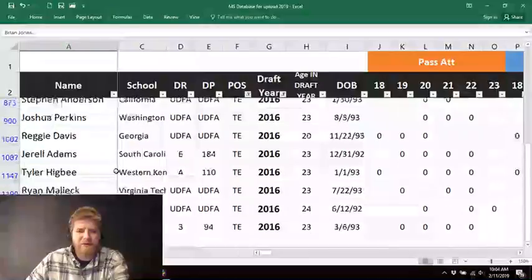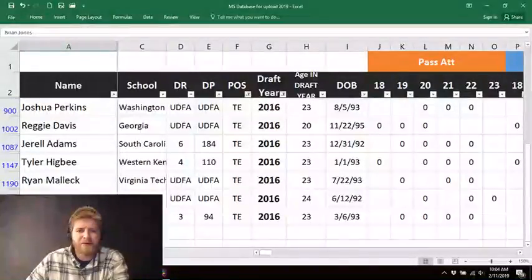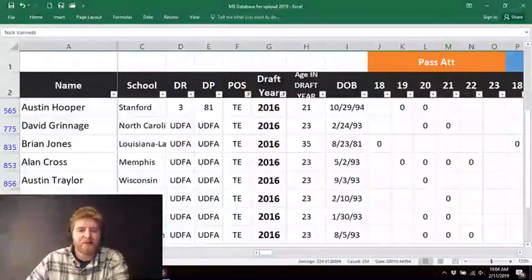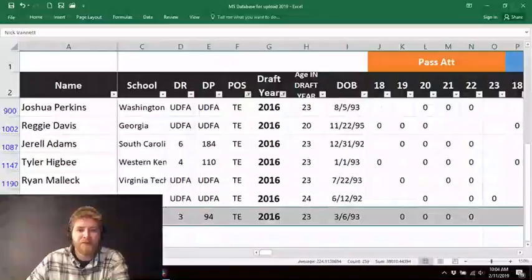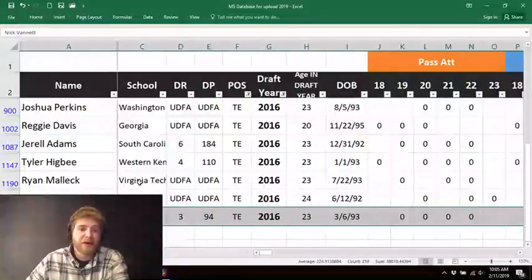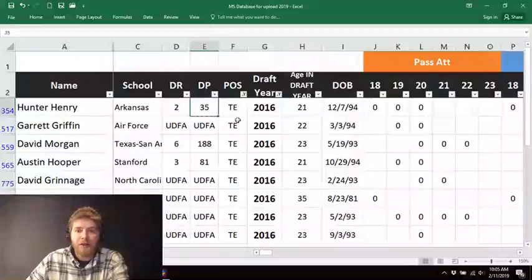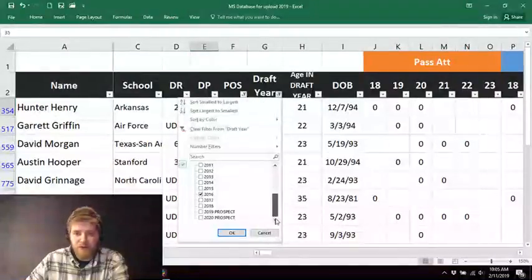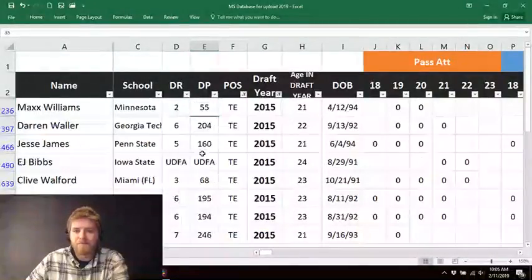Is there anyone else from this class that broke out last draft? Like Nick Vannett actually got some hype at some point, but obviously this would have taken me right off Vannett. So far, that's been fine. Let's go back through to 15.